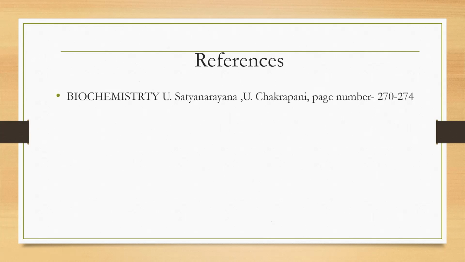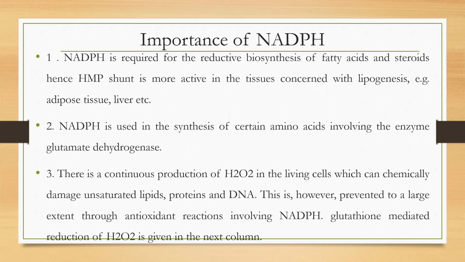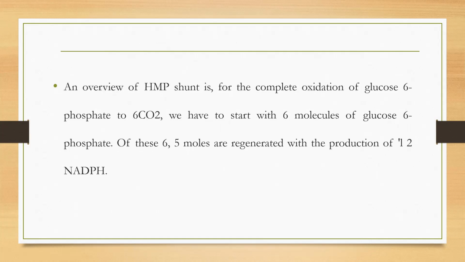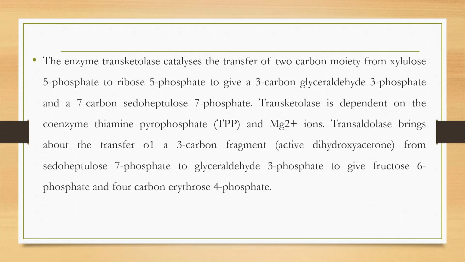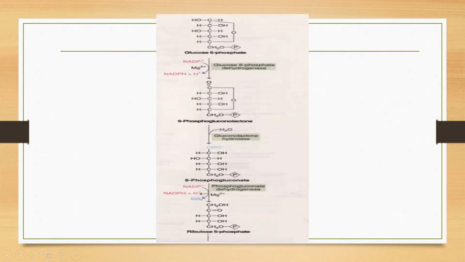And this is known as the HMP shunt pathway. It means here we directly get the formation of carbon dioxide from the glucose molecule. Okay, that's why it is an alternative pathway to glycolysis and the Krebs cycle. And this is known as the pentose phosphate pathway.